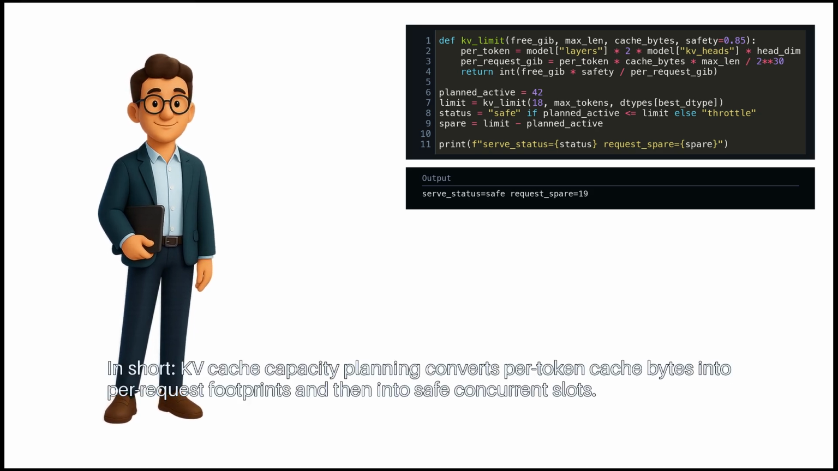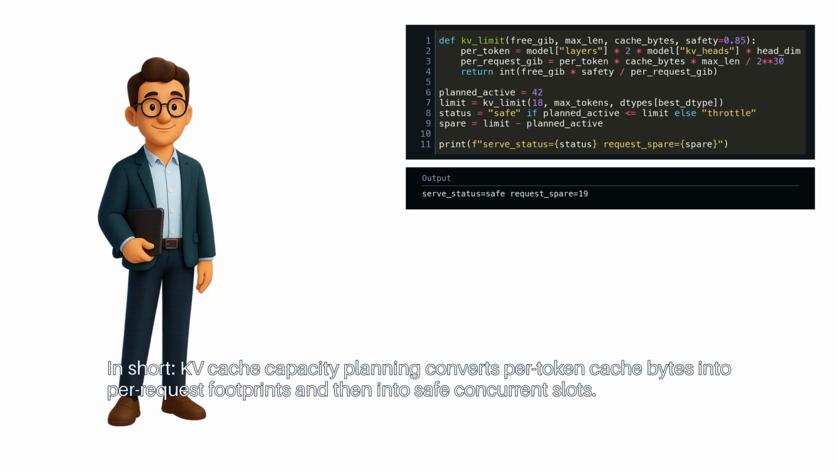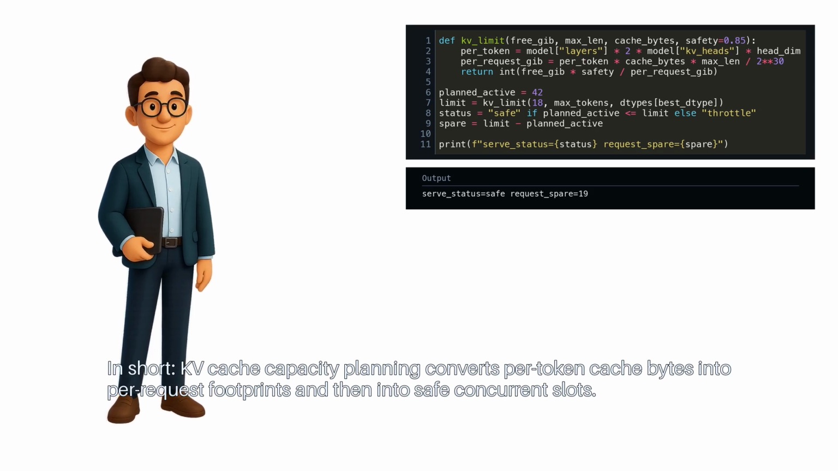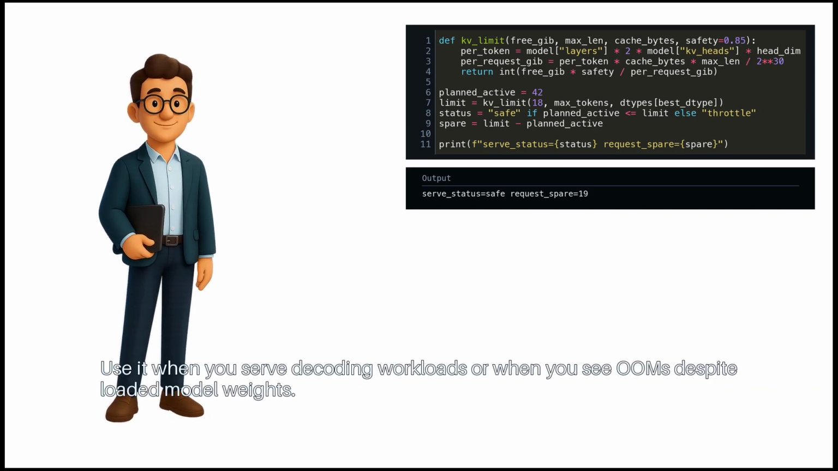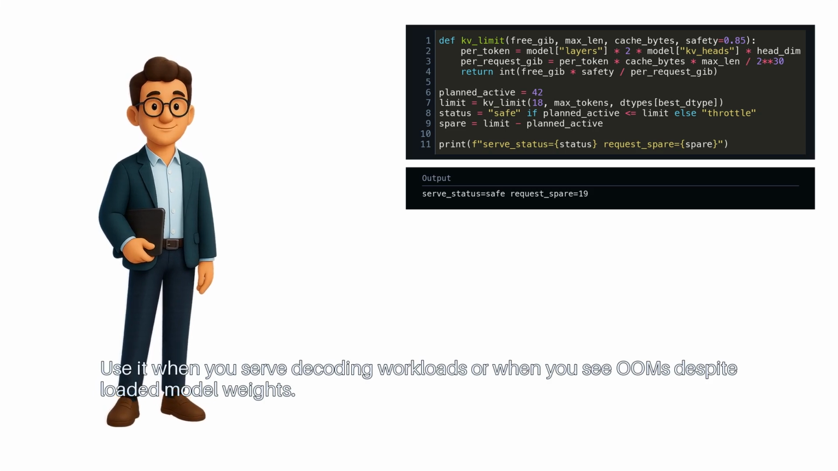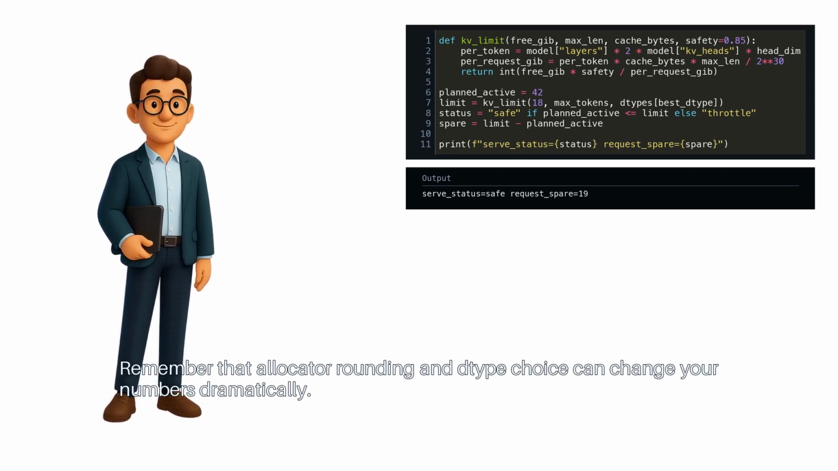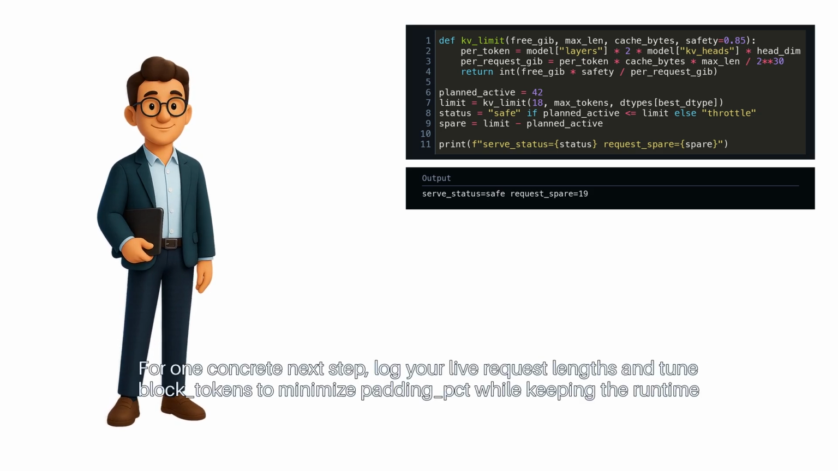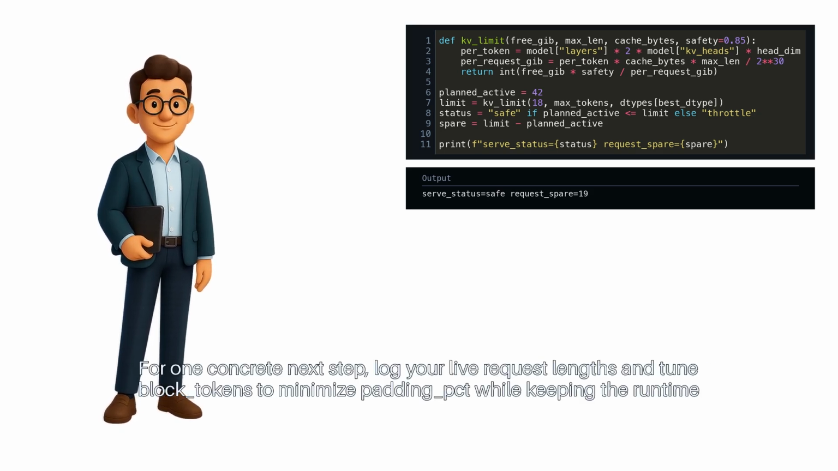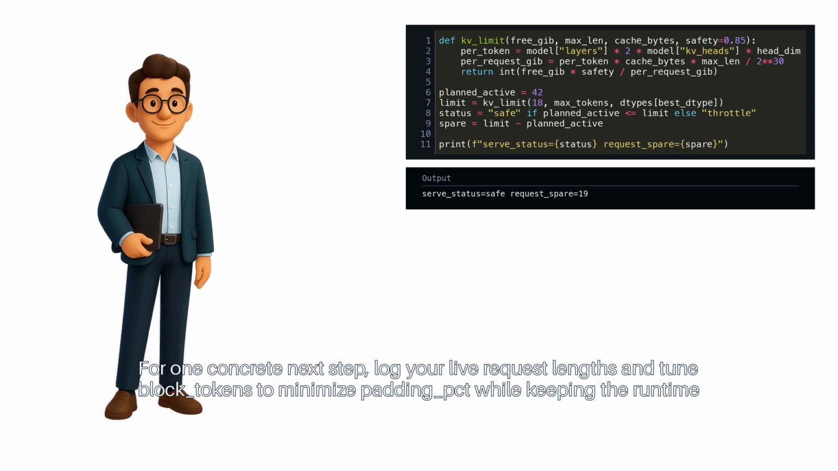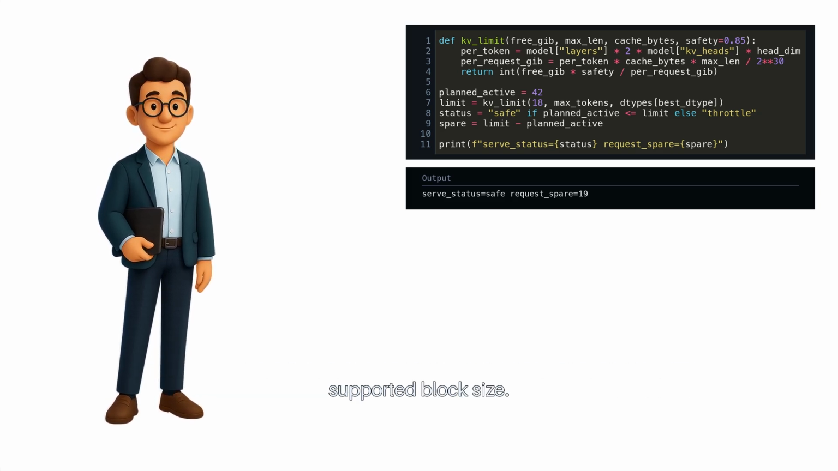In short, KV cache capacity planning converts per token cache bytes into per request footprints and then into safe concurrent slots. Use it when you serve decoding workloads or when you see OOMs despite loaded model weights. Remember that allocator rounding and dtype choice can change your numbers dramatically. For one concrete next step, log your live request lengths and tune block tokens to minimize padding pct while keeping the runtime supported block size.